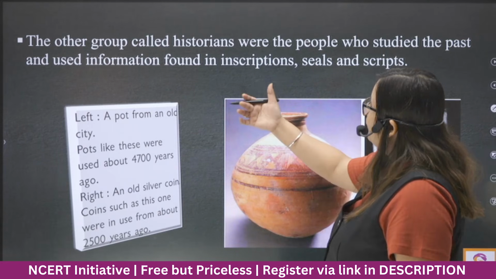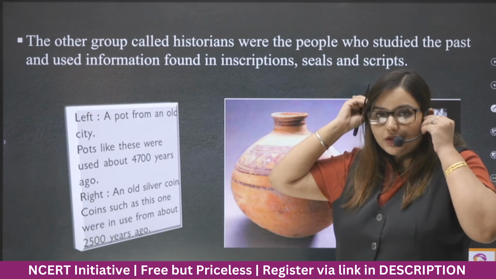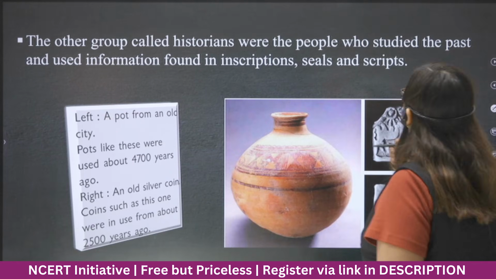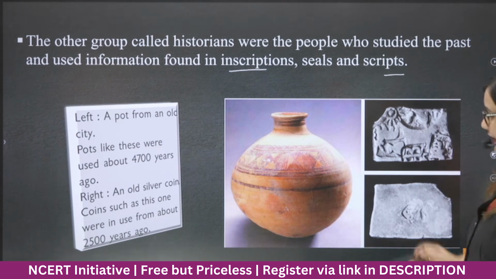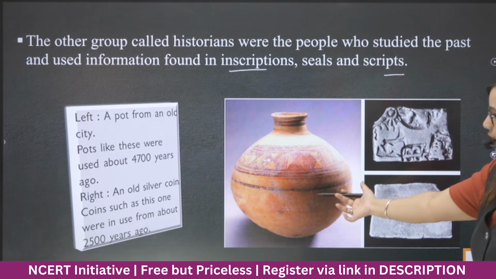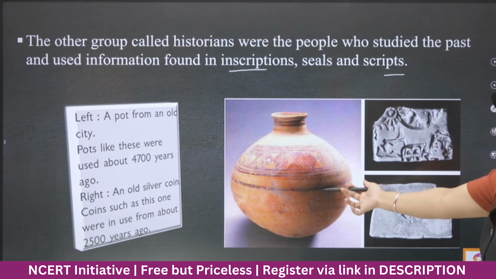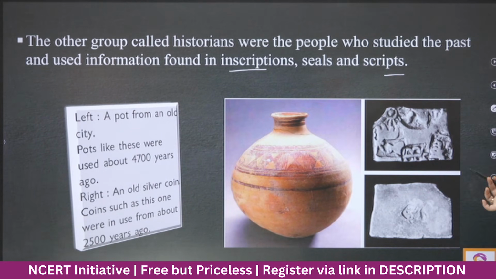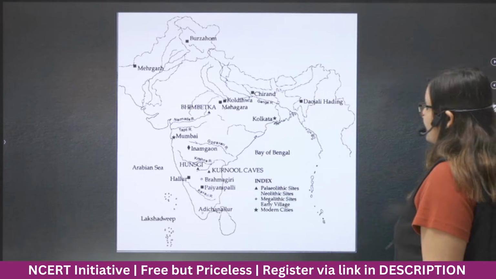Now, we have a group of historians, and of course archaeologists, who work on archaeology. Historians were the people who studied the past and used information, and they found inscriptions, seals, scripts like this, as you can see. Like this is a pot from an old city, which was used about 4700 years ago. Then here you can see an old silver coin; this kind of coins were used 2500 years ago.